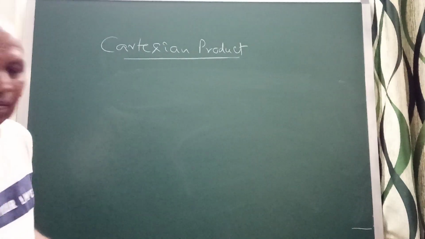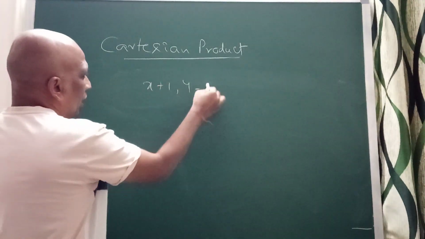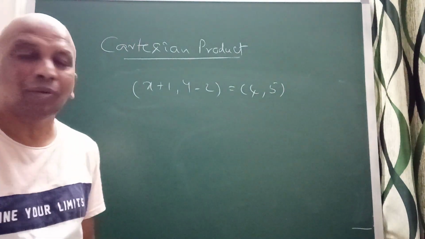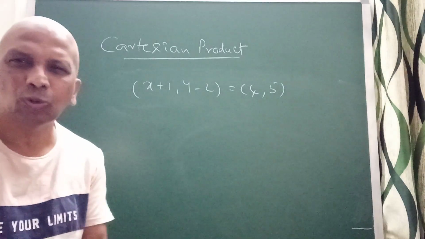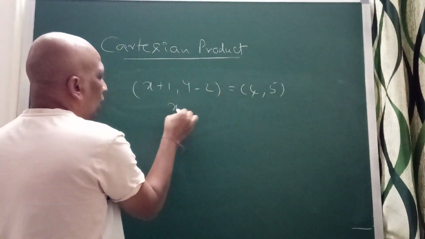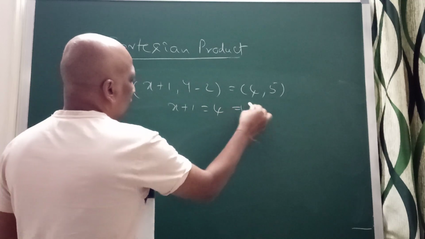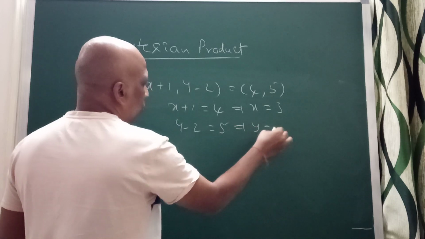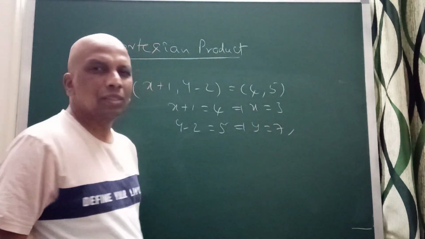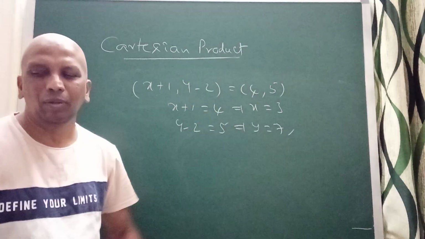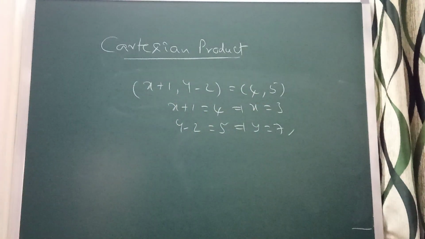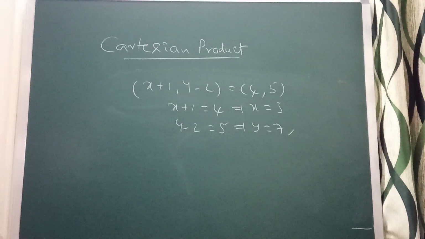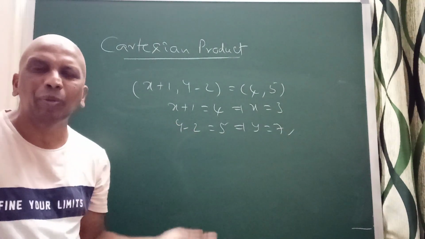Now here, I can also give an example. Two ordered pairs are equal, given as (x plus 1, y minus 2) equal to (4, 5). Then what is x, what is y? Since these two are equal, x plus 1 is equal to 4, so x is equal to 3, and y minus 2 is equal to 5, so y is equal to 7. So when x is 3 and y is 7, I can say these two ordered pairs are equal.